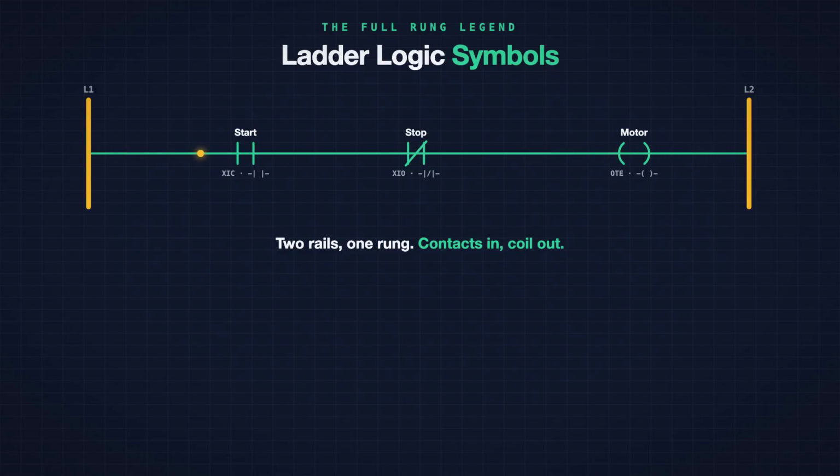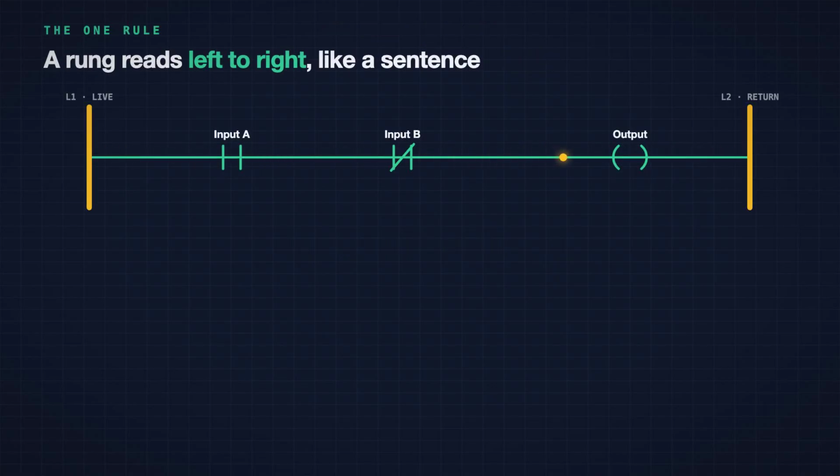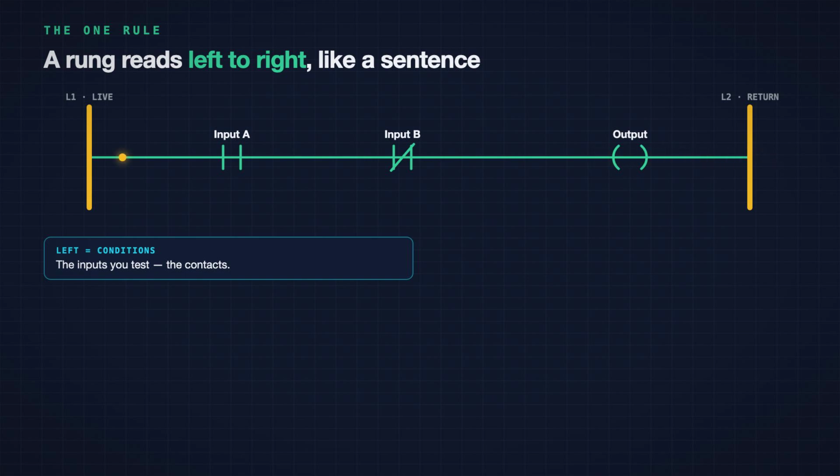Before a single symbol, the one rule that unlocks everything. A rung always reads left to right, like a line of text. On the far left is L1, the live rail. On the far right is L2, the return. Everything between them is one logical sentence. The symbols on the left are the conditions, the inputs you test. The symbol on the right is the action, the output you drive.